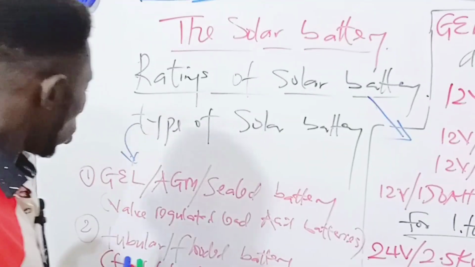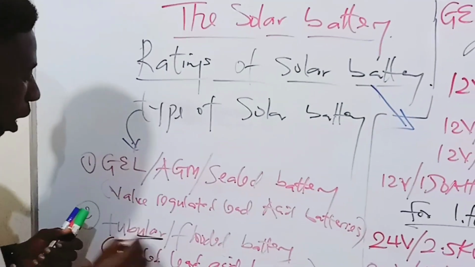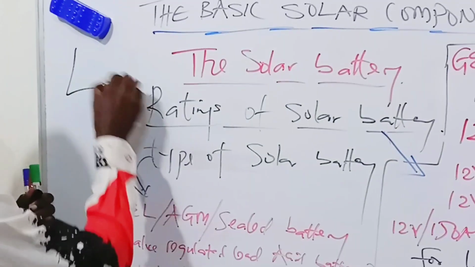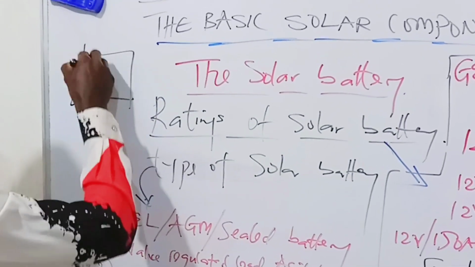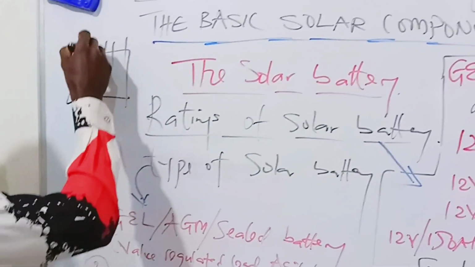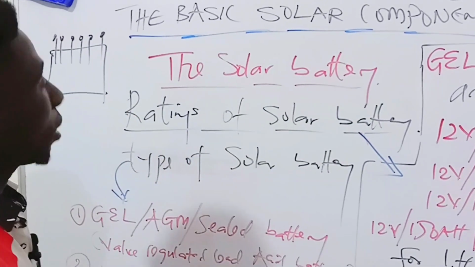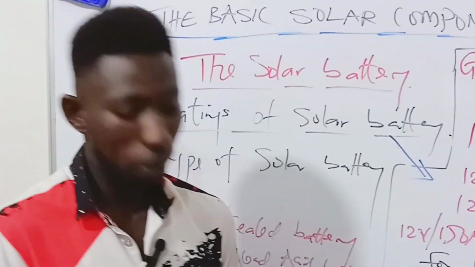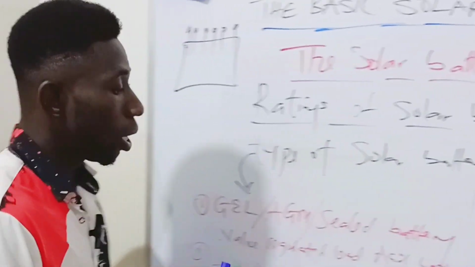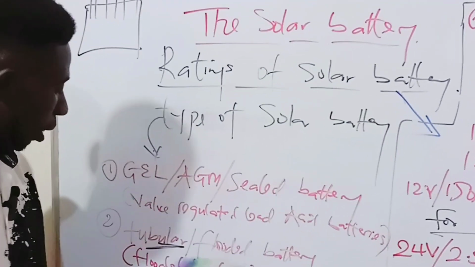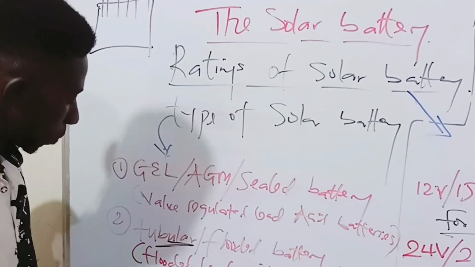This is where the tubular battery comes in. On top of the battery there are indicators, majorly 6 in number. That is the tubular battery, and they are usually big and some of them are tall. They are under the lead acid batteries as well. So those are the two types of lead acid battery.